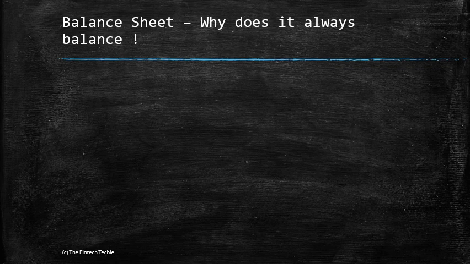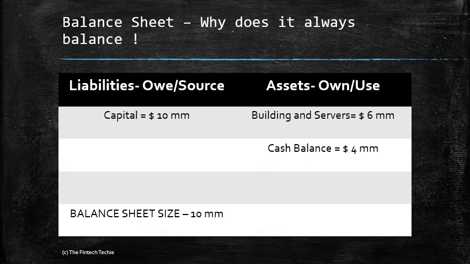So to depict in a simple example, I started a bank with a capital of 10 million, which is a liability since the bank owes me that money. On the right hand side, I used that capital to buy a building and buy servers to the tune of 6 million, and the remaining 4 million I kept it as reserve. So as you can see, at this stage liabilities equal assets. The balance sheet size is 10 million.